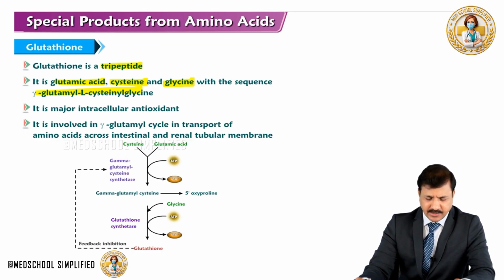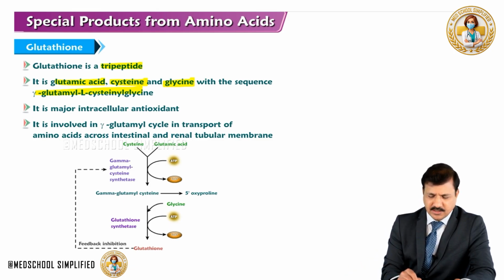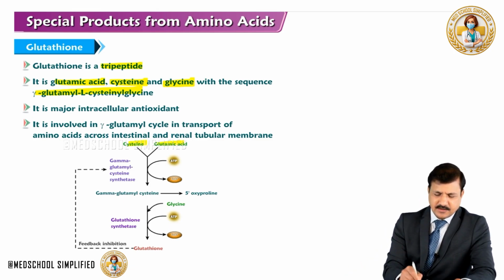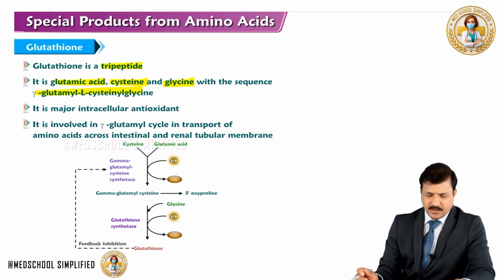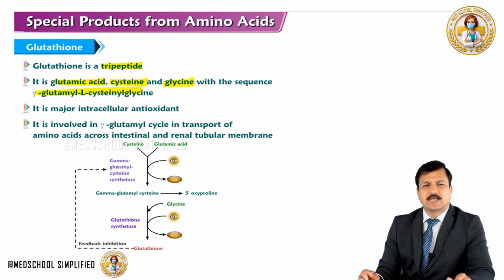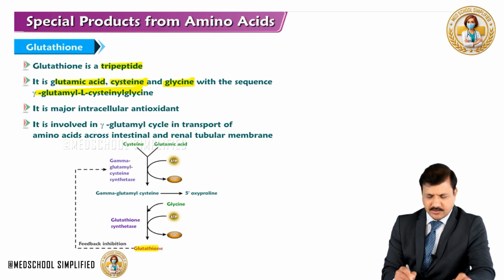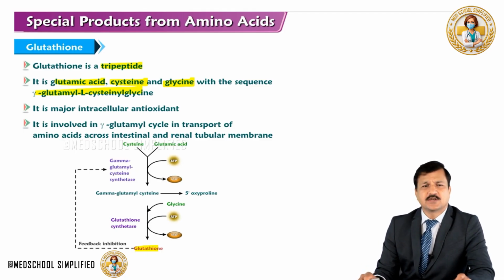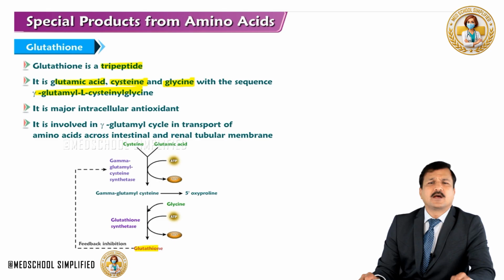As shown here in the figure, cysteine is going to condense with glutamic acid to make gamma glutamyl cysteine. That is done by gamma glutamyl cysteine synthetase using ATP. Now the gamma glutamyl cysteine is condensed with glycine by the glutathione synthetase enzyme, which uses another ATP, to make glutathione. Once sufficient glutathione is made, glutathione will have a feedback negative effect on the first enzyme, gamma glutamyl cysteine synthetase.